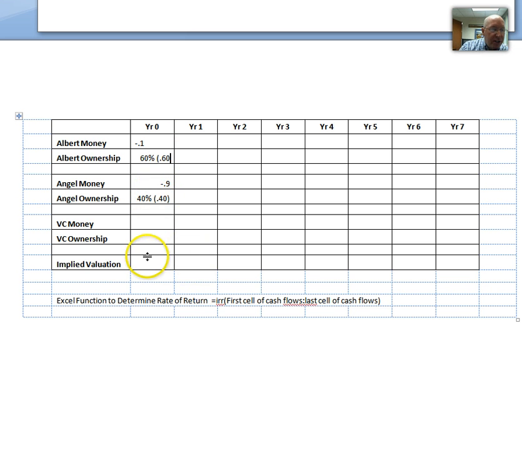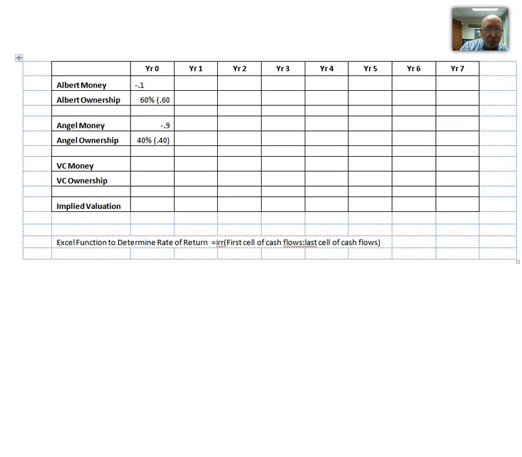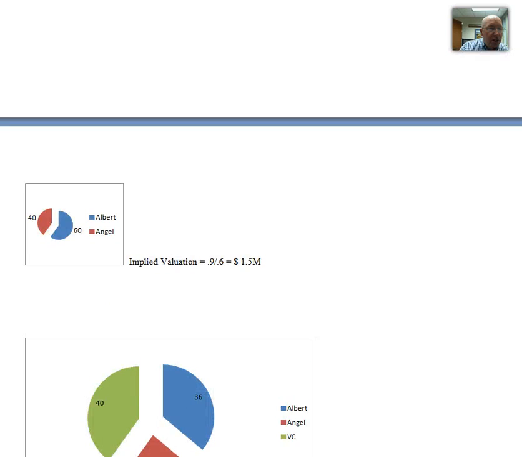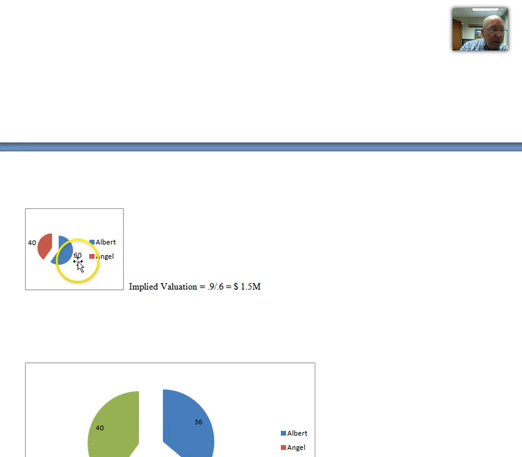So now the last question is the implied valuation. And I've got these funny graphs to show you what this looks like. So as we begin, initially, with the initial investment, the angels invest $900,000 and receive in return 40% of the equity. So the pie is 40% to the angels, 60% to Albert.